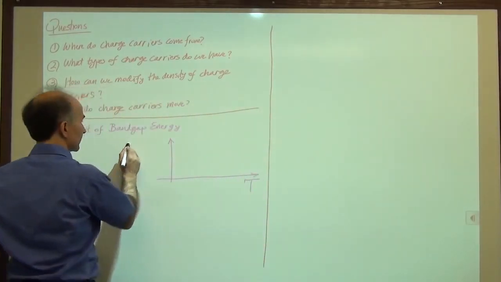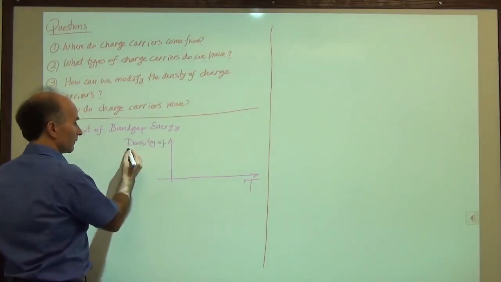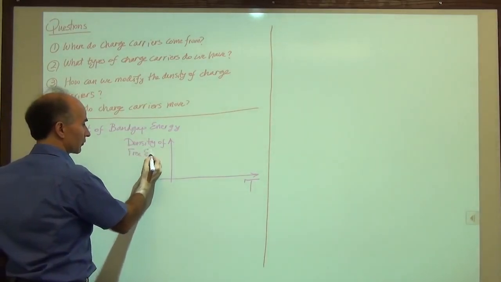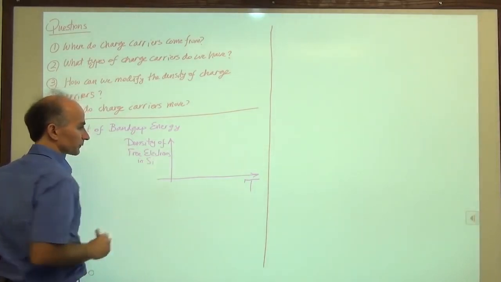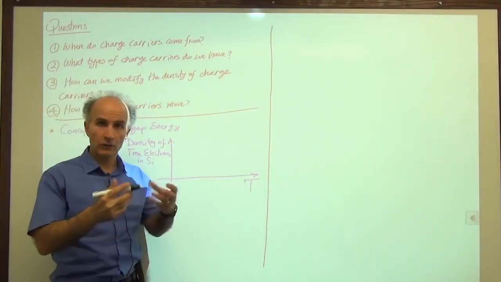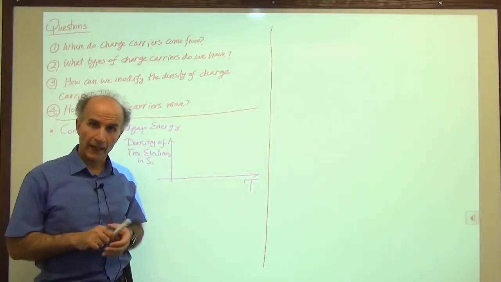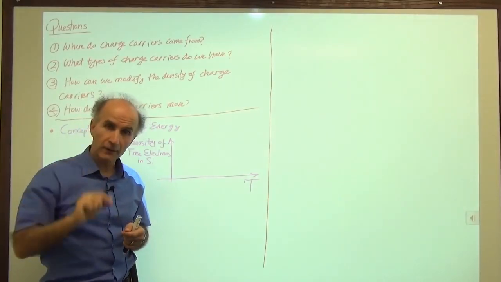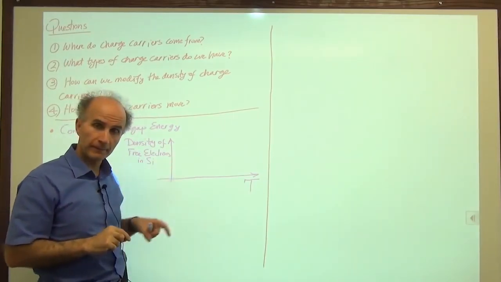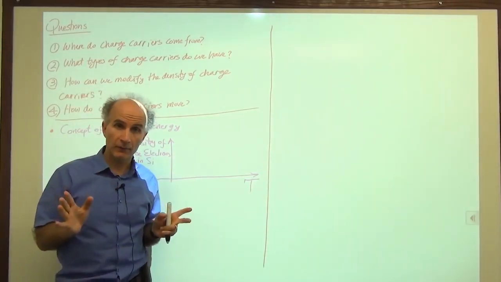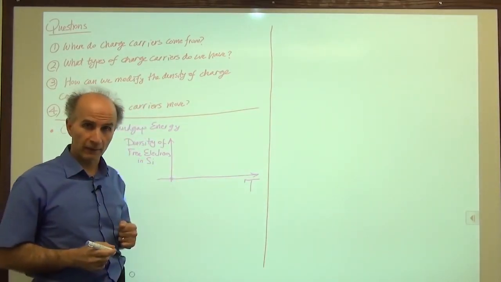So this is density of free electrons in silicon. This means that if I take a piece of silicon at some temperature, room temperature for example, and I look at 1 cubic centimeter, and I count how many free electrons we have, that would be a value here. All right, so as I said, at absolute zero, we have nothing. So at absolute zero, everything is frozen. We have no carriers available.